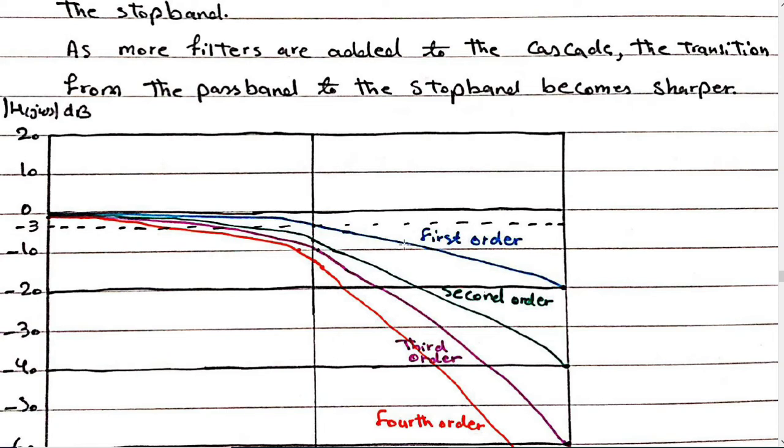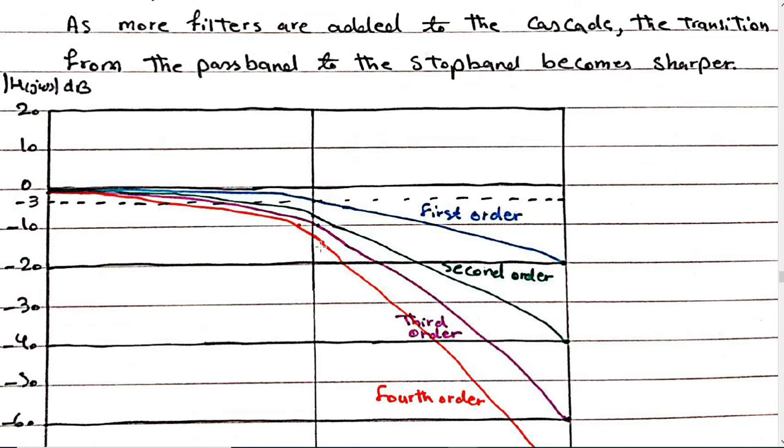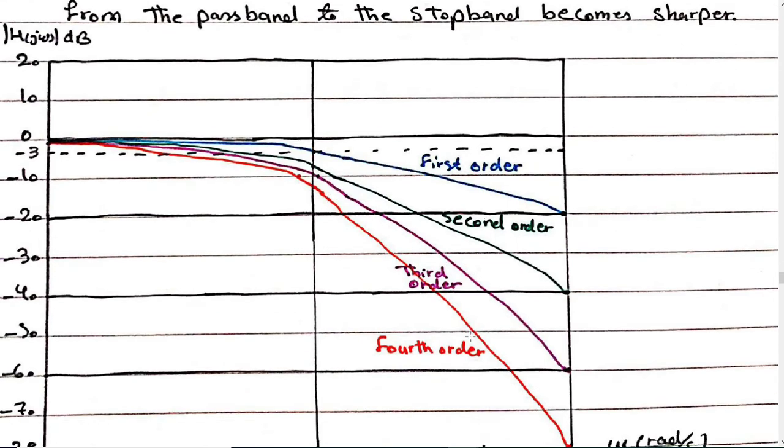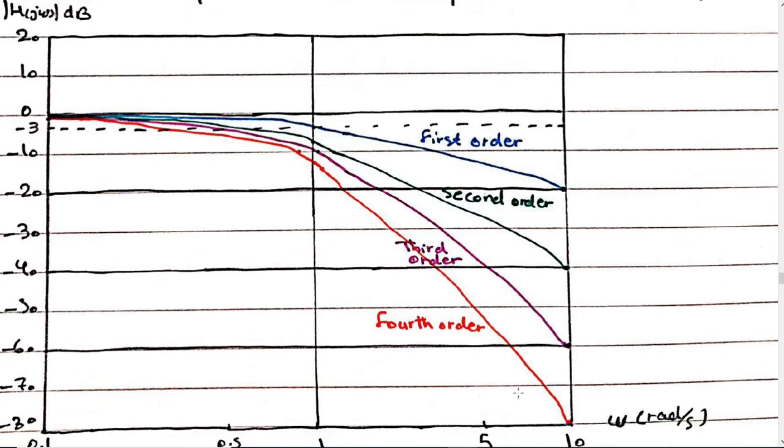So if I use another low pass filter, the second one, I get a sharper transition. Again, if I use the third one, this line will be sharper, and the fourth one will be even sharper over here. Do you see? So that is the use. Why sometimes we need to use cascading filters.